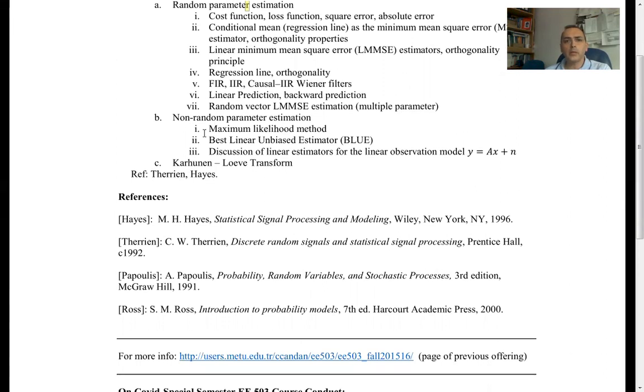In some other cases, you have no statistical reasoning about the unknown parameter. So you consider that one as non-random parameter estimation. We will briefly discuss this because this course is, as I have said, about statistical reasoning. But I will try to mention the maximum likelihood method. And then this is also very important, the best linear unbiased estimator. And then I will try to establish connections between this BLUE estimator and random parameter estimators.